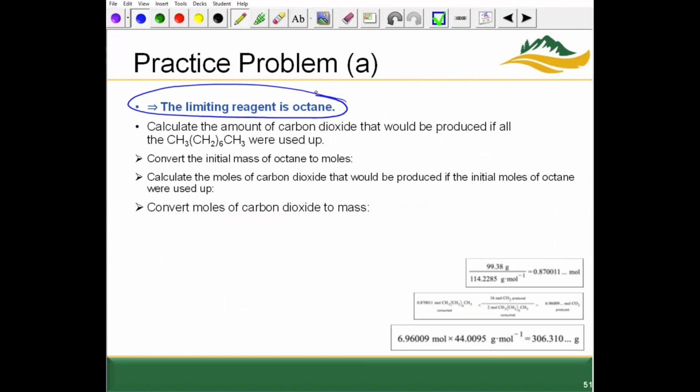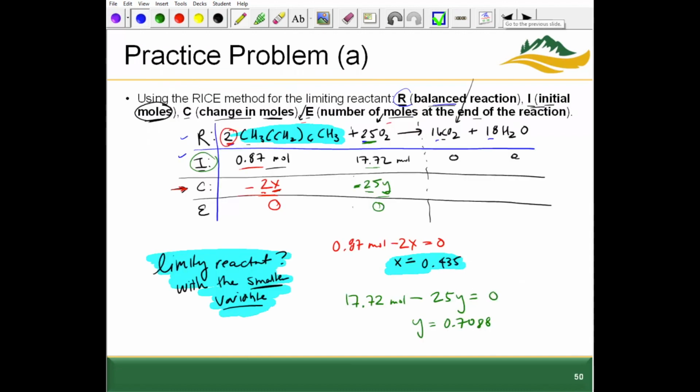You don't have to use these RICE tables. This is just one somewhat more straightforward way to do it. If you like the guess and check method as well, that's totally fine. I just wanted to present this alternative way for you as well. So this is called a RICE table or a reaction table or an ICE table.